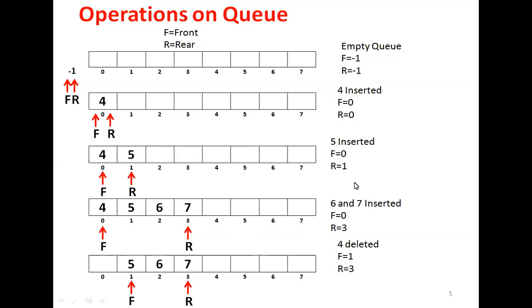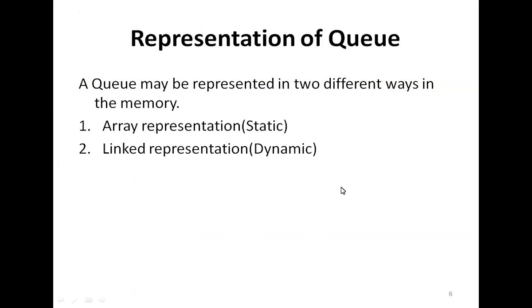Okay. Now we will move to the next slide. That is representation of queue. To represent the queue data structure, we can use two methods. The first one is array representation, which is static representation, and the second one is linked representation, that is dynamic. Now we will discuss the array representation, the static one, and the linked representation we will discuss later.